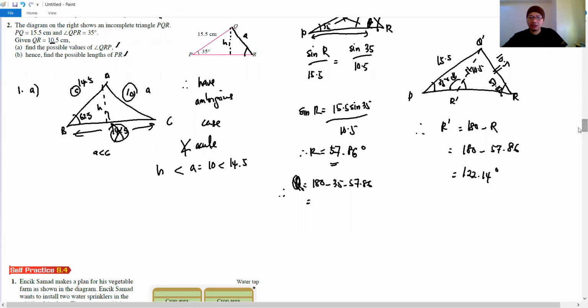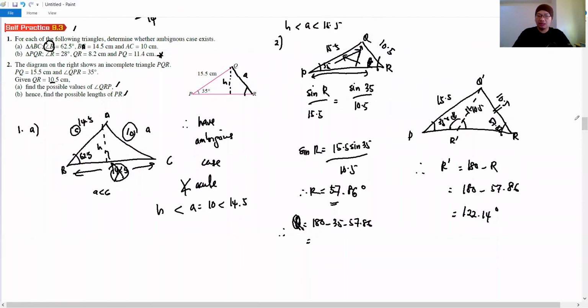How much you are supposed to get? 180 minus 35 minus 57.86. So you are supposed to get 87, right? 87.14 degree for this diagram. Okay, so since the angle here is already 87.14 degree.